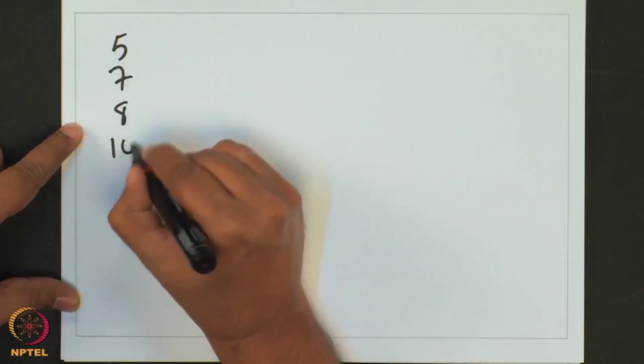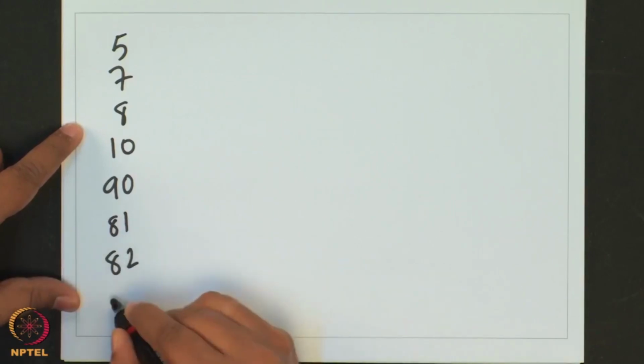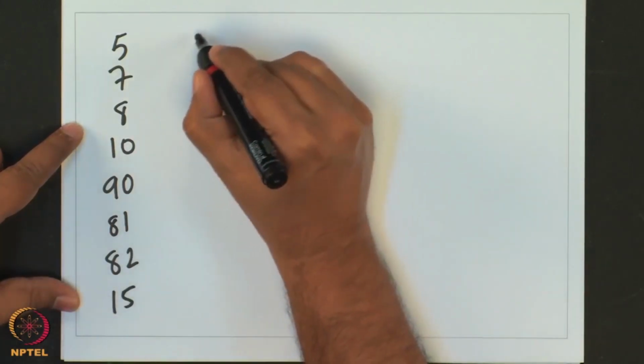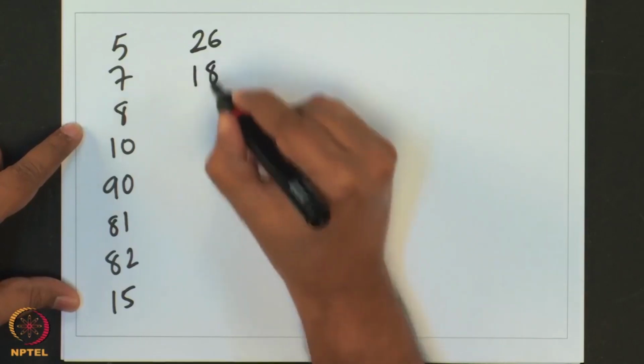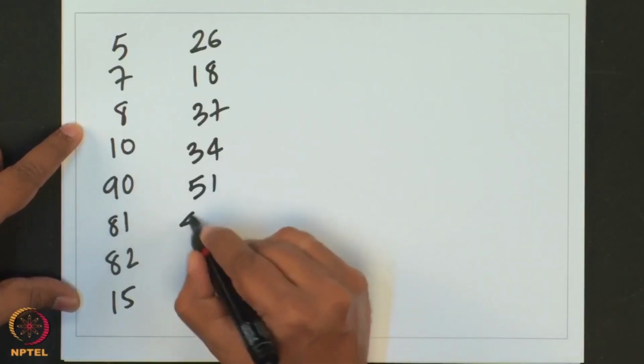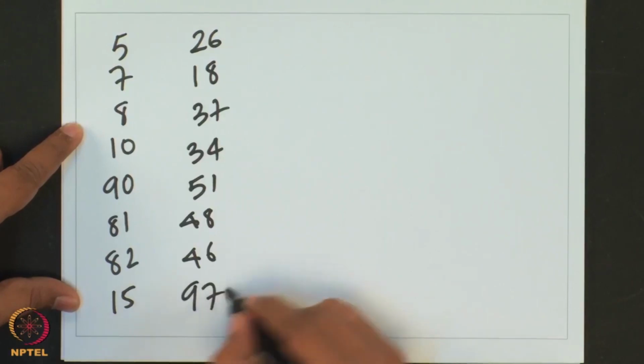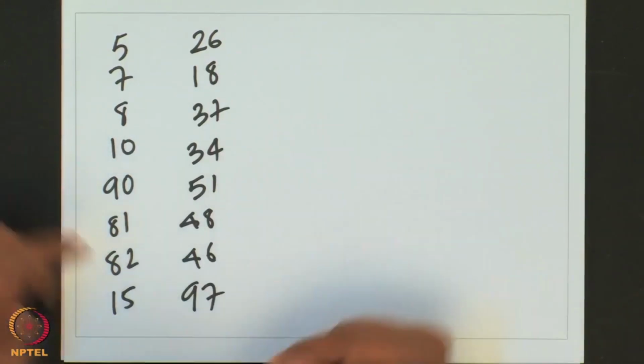Let us say you have numbers between 0 and 100. I am just drawing some example here. Let us say the numbers are 5, 7, 8, 10, 90, 7, 81, 82, 15, 26, 18, 37, 34, 51, 48, 46, 97, and so on and so forth. So you have many numbers.